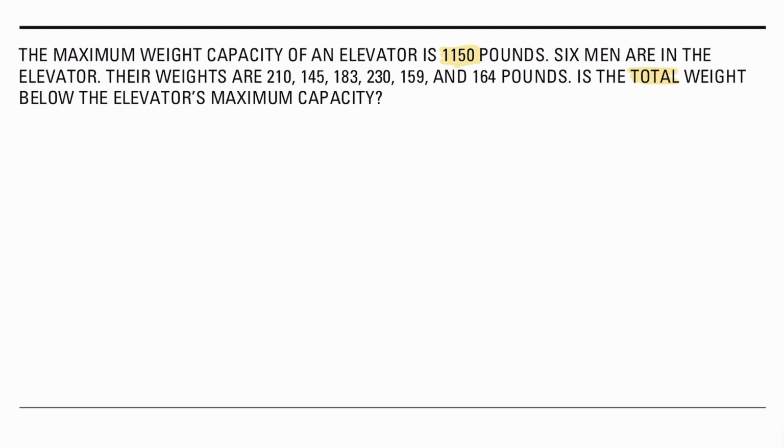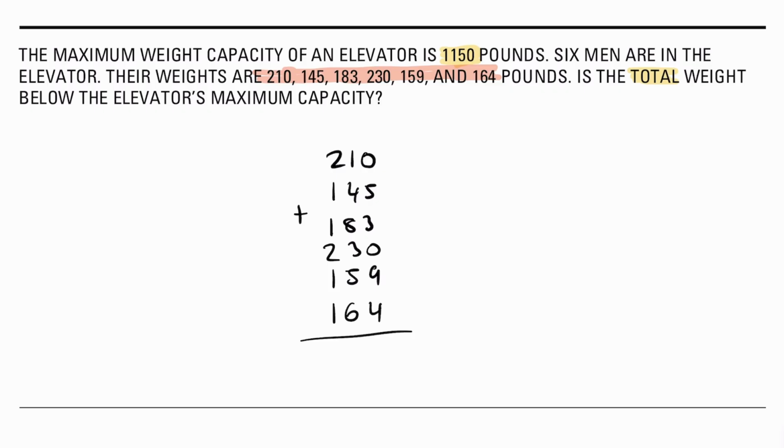And so a couple things to be wary of. We don't want to add the 1,150 to anything. That is part of the second thing that we're looking at. We first want to find the total weights. And so their weights are given here. And so these are the numbers that we want to add together. And so starting with that now, we'll just go 210, 145, 183, 230, 159, 164.